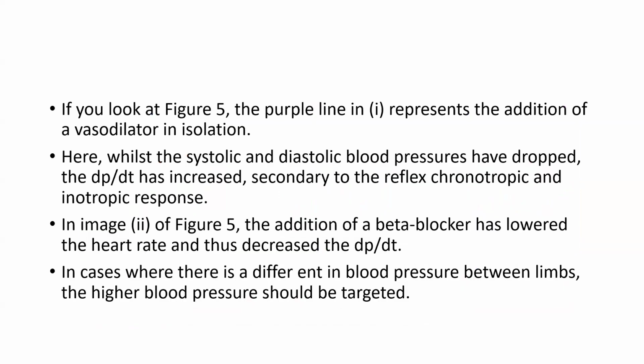So if you look at figure 5, the purple line represents the addition of vasodilator in isolation. And here the systolic and diastolic pressure have dropped and the pressure over time has increased, secondary to the reflex chronotropic and inotropic response. In image 2, the addition of beta blocker has lowered the heart rate and thus decreased the pressure over time. In cases where there is a different blood pressure between the limbs, the higher blood pressure should be treated.